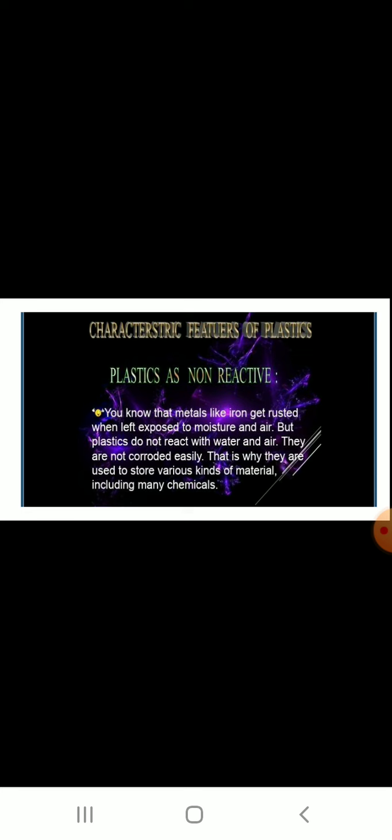So, plastic is non-reactive. This is the first point, very important. That is, plastic is not at all reactive. That is why in laboratories you might have seen the salts are kept in plastic bottles only. Almost all salts are kept in plastic bottles, because the salt will not at all react with the plastic, because it is non-reactive.